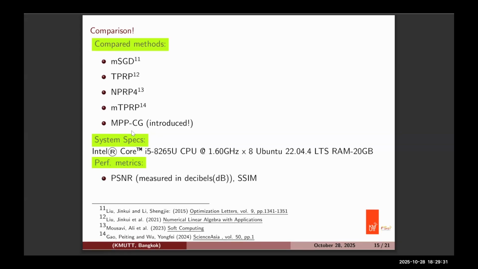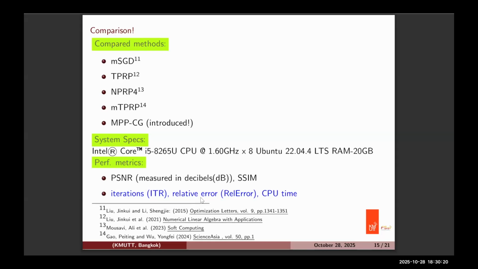And for the performance metrics, we compare roughly 5 metrics. The first 2 are signal to noise ratio, a well-known metric for evaluating the performance of these image processing tools or methods, which is measured in decibels, and the structural similarity index measure, which is also a very well-known tool for this kind of evaluation. Additionally, we consider the number of iterations, since all of these are iterative methods. So we try to see the number of iterations recorded by these algorithms.